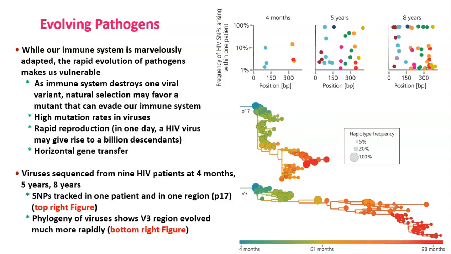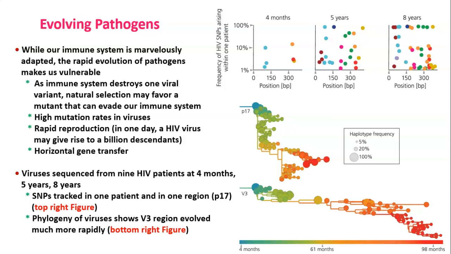So you can see after 4 months, there are 6 SNPs that are plotted there. At 5 years, there are many, many more. And at 8 years, of course, many more than that. So these guys are replicating and mutating and evolving rapidly.